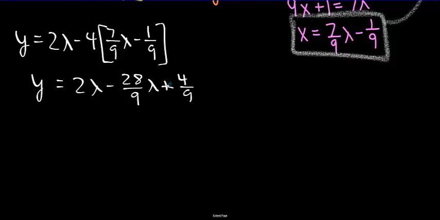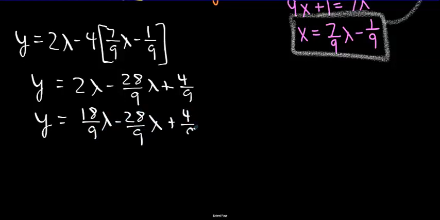And we continue working with that just a little bit. I want to combine the lambdas. So this is 18/9 lambda minus 28/9 lambda plus 4/9. And this leads us to where we want to be, because this is going to give us a negative 10/9 lambda plus 4/9. There, perfect.